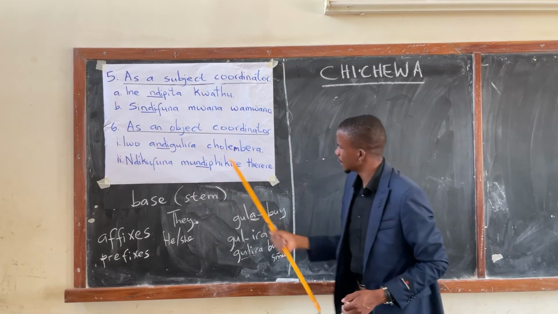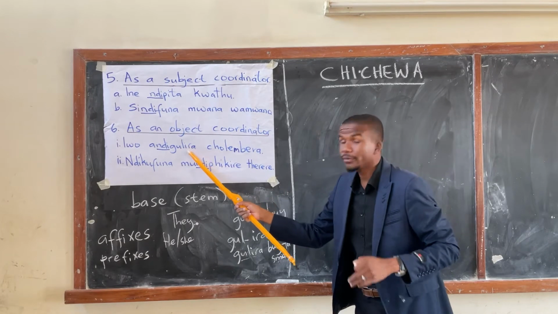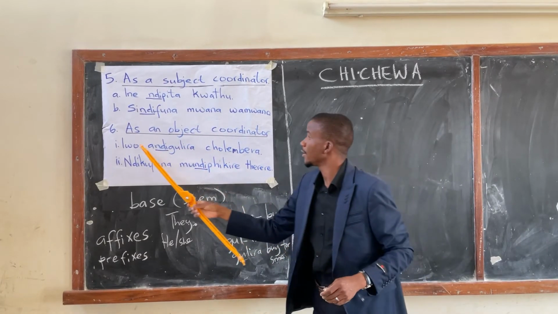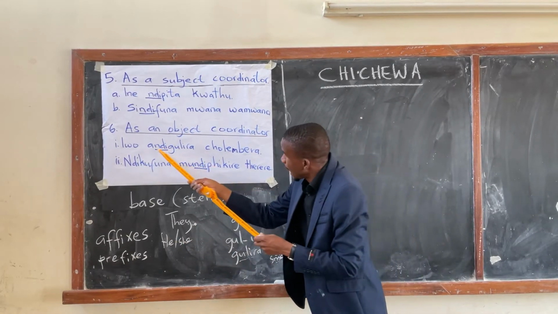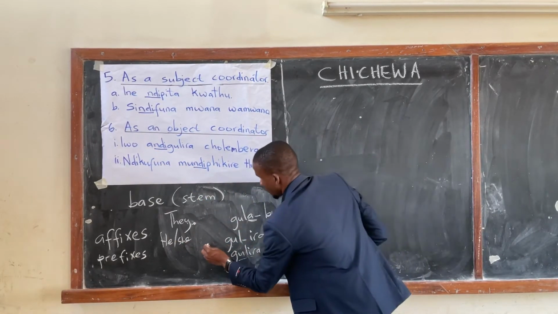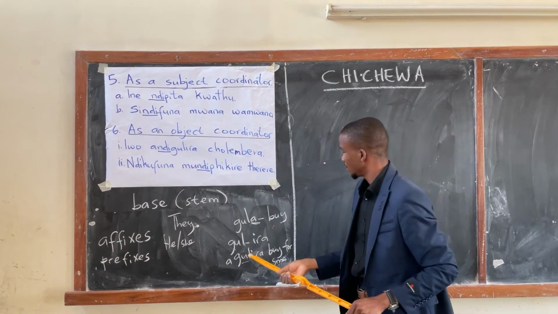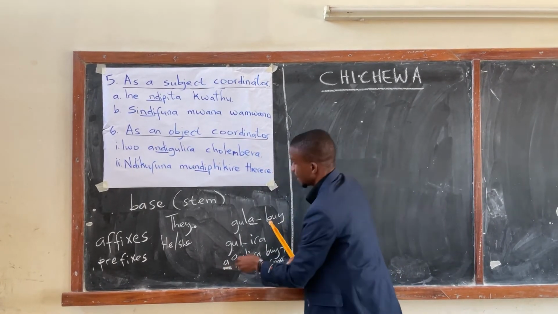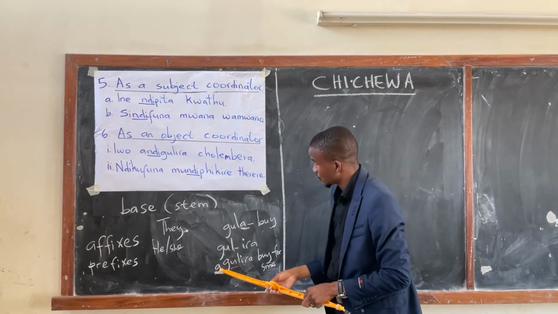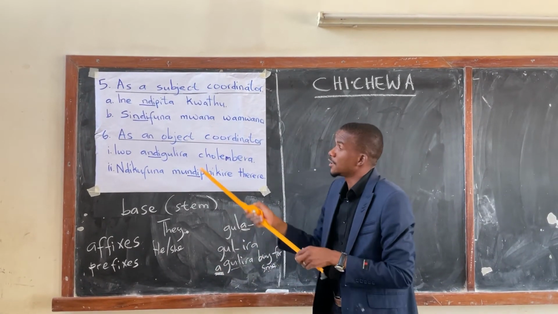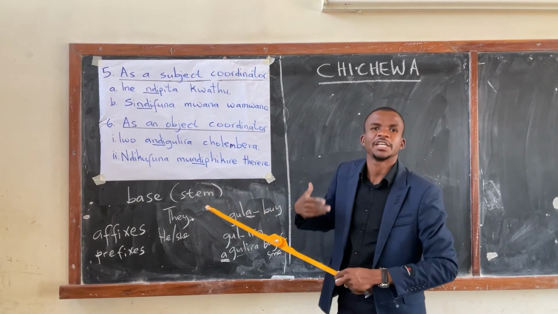Then you want to show that the person that has bought that particular thing is he or she. Now you add a. The a, if you say iwo agulira, a is a coordinator, a subject coordinator that we looked at in the previous scenarios. The subject coordinator in this case is a because there is iwo. But in the previous sentences we used ndi because there was ene.